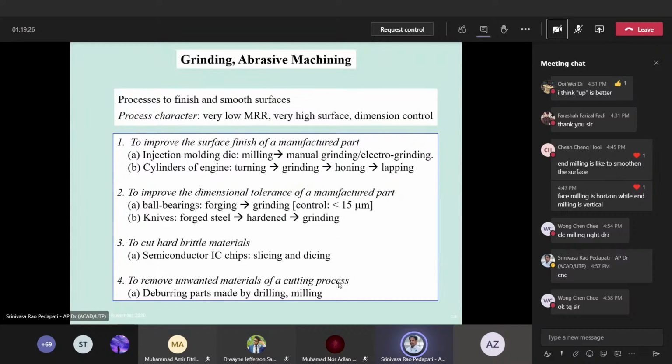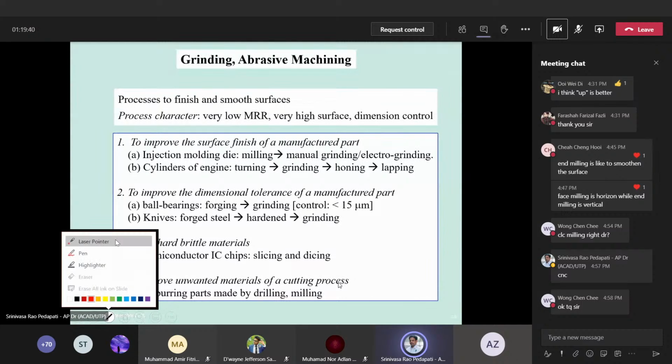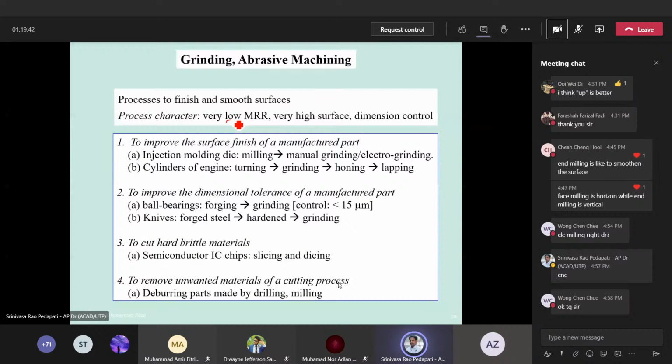We don't have a tool, but we have a tool material, and then we have abrasive particles which act as a cutter here. So what is it? Let us say the metal removal rate is very, very low in this case, because as I said, this is only a finishing operation. Therefore, no high metal removal rate is expected here. Very high surface finish and very good dimensional control are expected, because this is the prime motive for grinding.